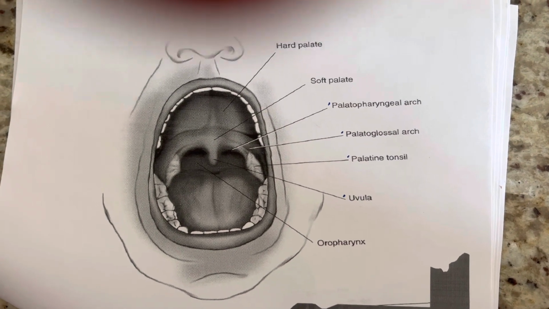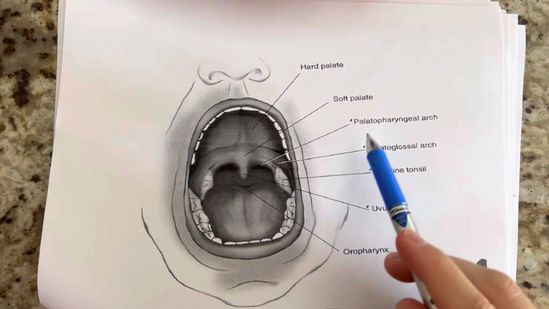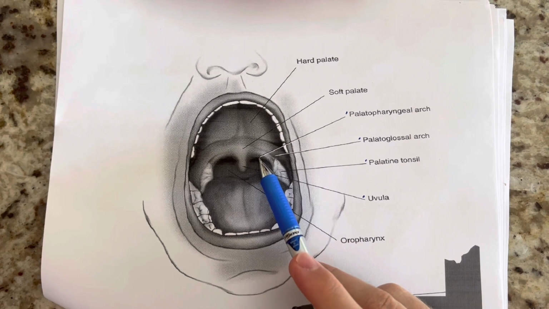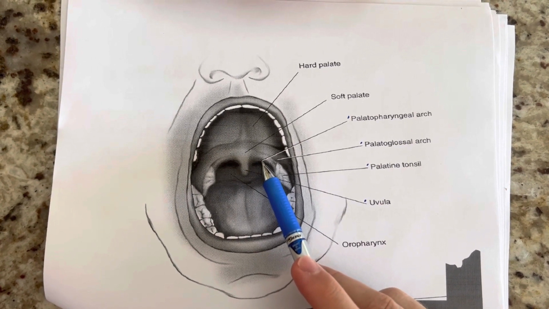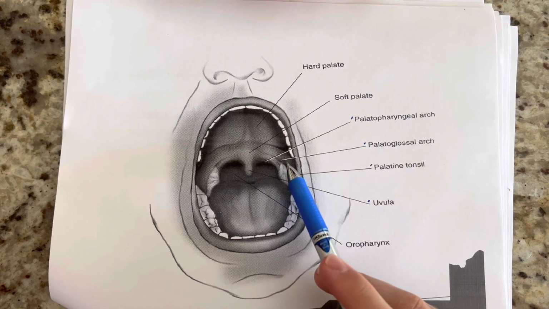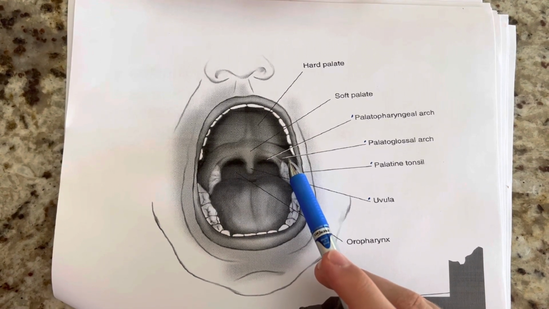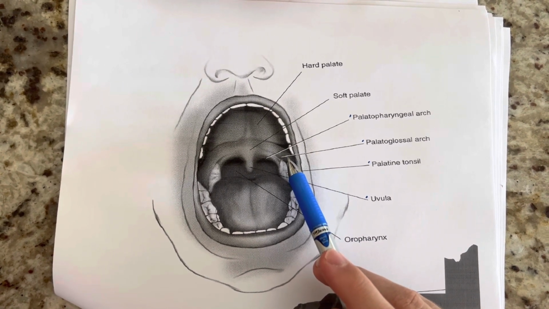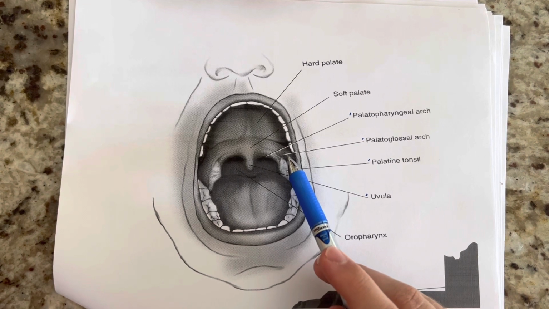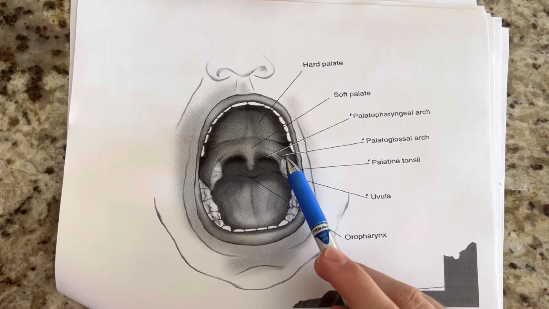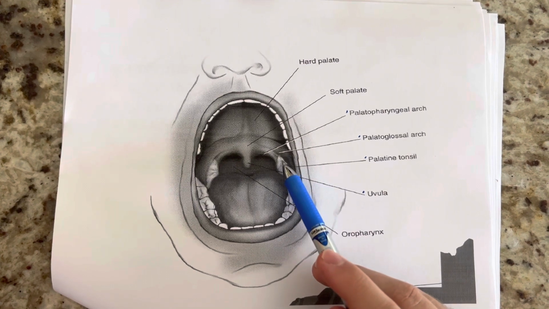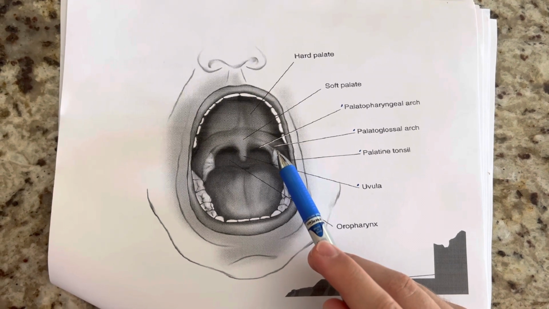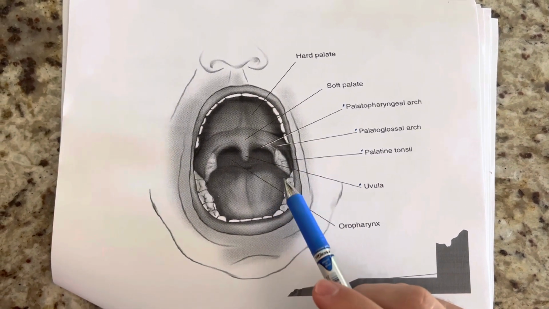This is the palatopharyngeal arch. That's posterior. Anterior is the palatoglossal arch. The palatoglossal arch is anterior, closer to the front of your body, and the palatopharyngeal arch is towards the back of your body. It's posterior.